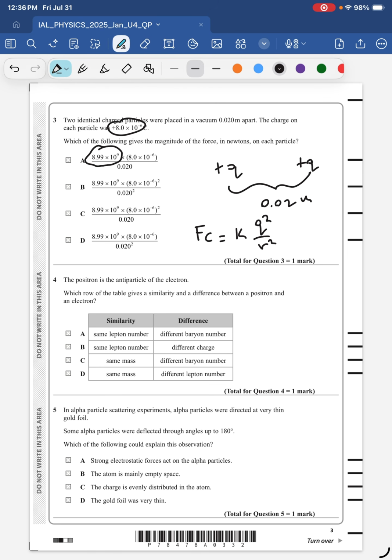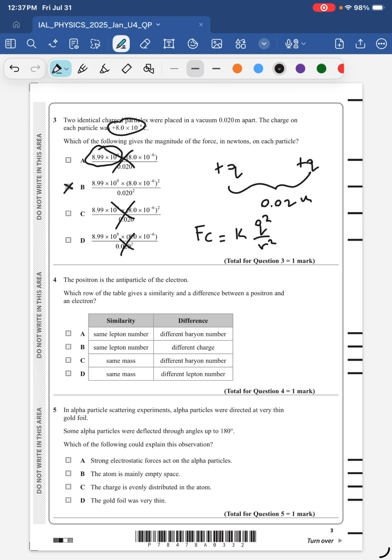So options A and D are immediately wrong. Okay, and then we need the distance between the two charges to be squared. So this only happens in option B. And C is also wrong. So another example. So 3 out of 3 so far, I mean, 3 multiple choice questions that you can solve just by eliminating what's obviously wrong.